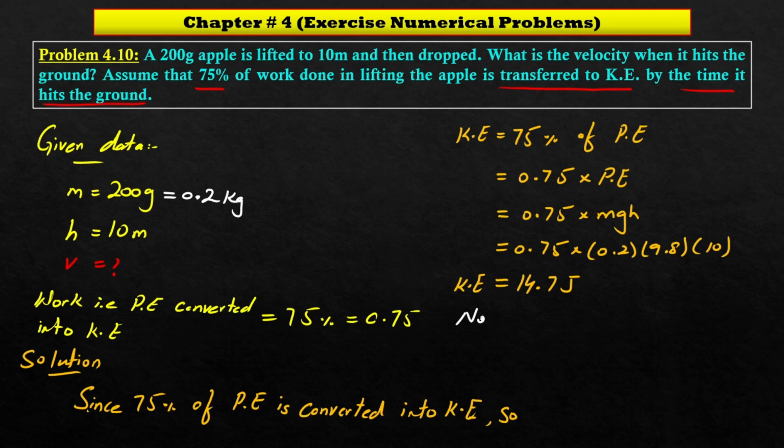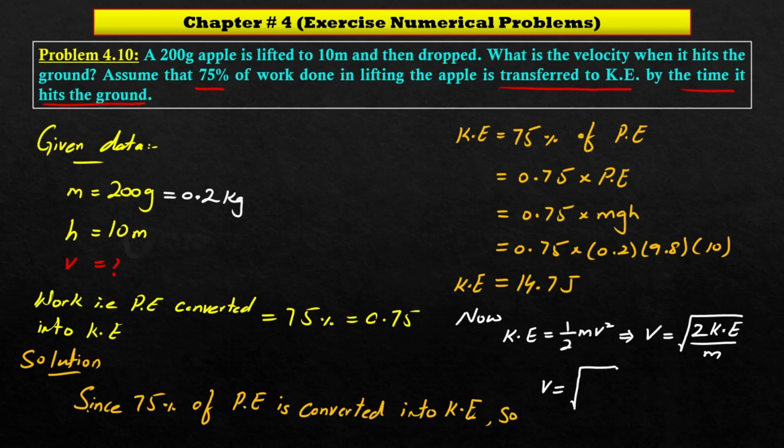Now we find velocity by using the formula of kinetic energy. Kinetic energy is equal to 1 by 2 m v square. Solving it for V, V is equal to square root of 2 into kinetic energy divided by m. By putting values, V is equal to square root of 2 into 14.7 divided by 0.2. It is equal to 12.1 meter per second. This is the velocity of the apple when the apple hits the ground.